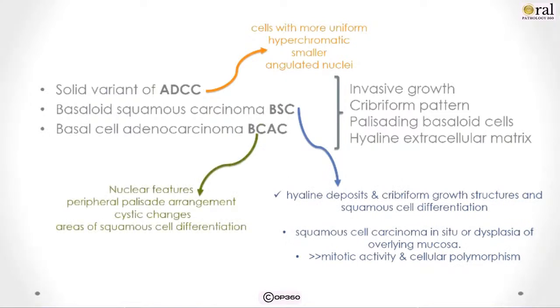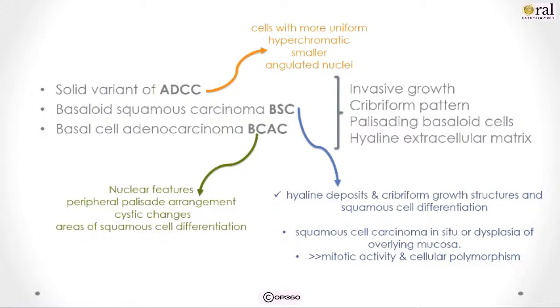There are some common prominent features within the list of malignant differentials, including invasive growth of the tumor, presence of a cribriform pattern, palisaded basaloid cells at the periphery, and hyaline extracellular matrix. These features are common within the three main malignant differentials here. The first one, the solid variant of adenoid cystic carcinoma, has cells with more uniform hyperchromatic small angulated nuclei than the two remaining entities.